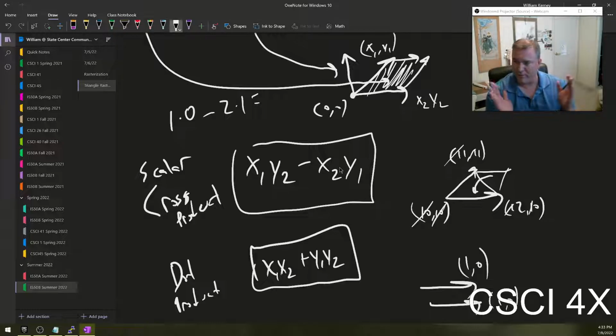Okay, so that's it. I gotta jet. Thanks for coming out, you guys, and work on just a solid fill for Monday, and then we'll do a barycentric coordinate fill with shading, interpolating between the different colors, on Tuesday.